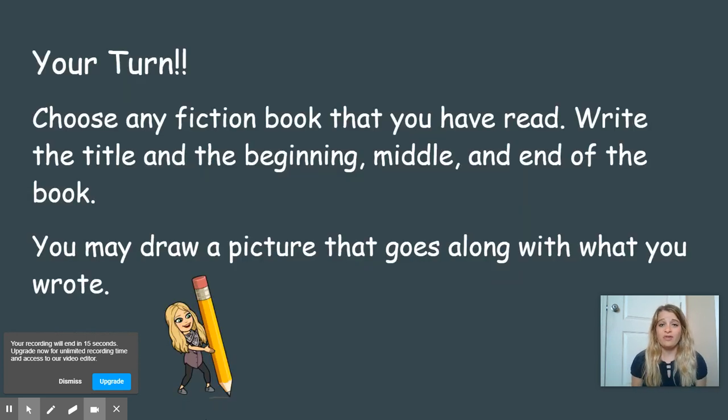So now it's your turn. You're going to choose any fiction book that you have read and write the title and the beginning, middle, and end of the book. You may draw a picture that goes along with what you wrote. If you have any questions, let me know.